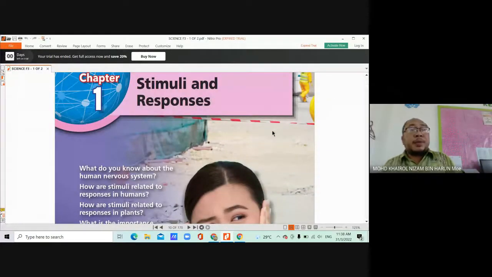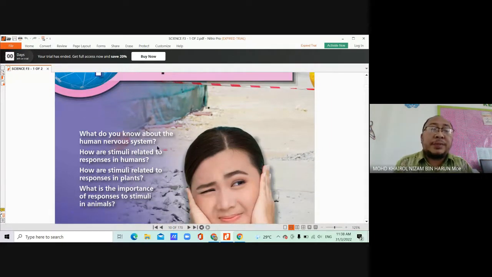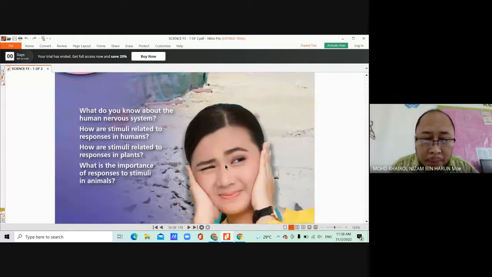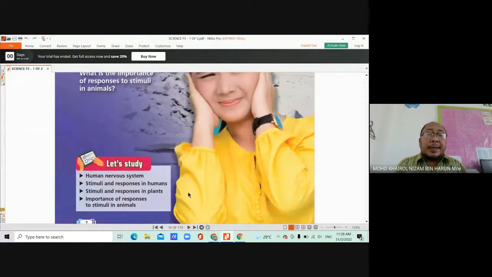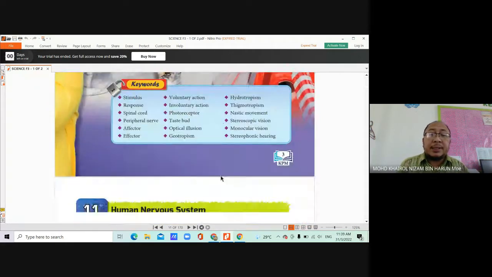Okay, so this one, chapter 1, stimuli and responses. So for this revision, what you have learned about this chapter 1, stimuli and responses, for the subtopic 1.1. Until now, you're supposed to know about the human nervous system, and for the future subtopic, stimuli and responses in humans, and after that in plants, and the importance of responses to stimuli in animals. So now you have read this one, okay.